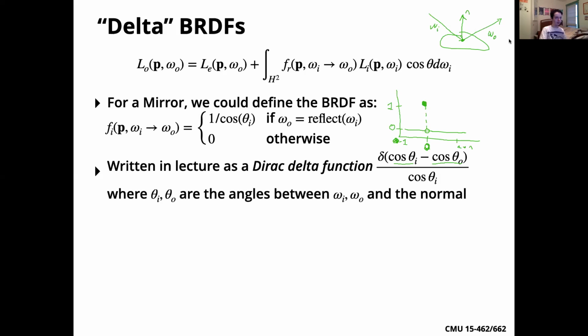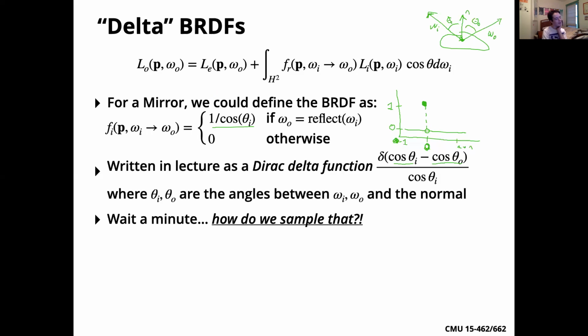Okay, right, so I guess more concretely we would write this, both of them going out like this. So if this angle here and these angles are the same, therefore the cosines are going to be the same, then we know that this is going to be equal to 1 over cosine theta. Otherwise, it's going to be 0. Okay, I think I've repeated that enough.